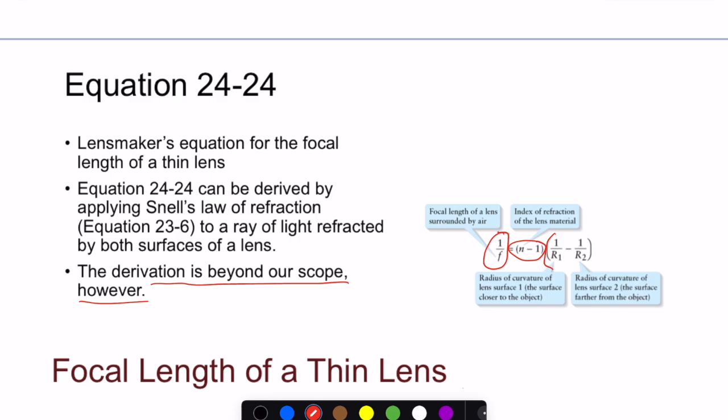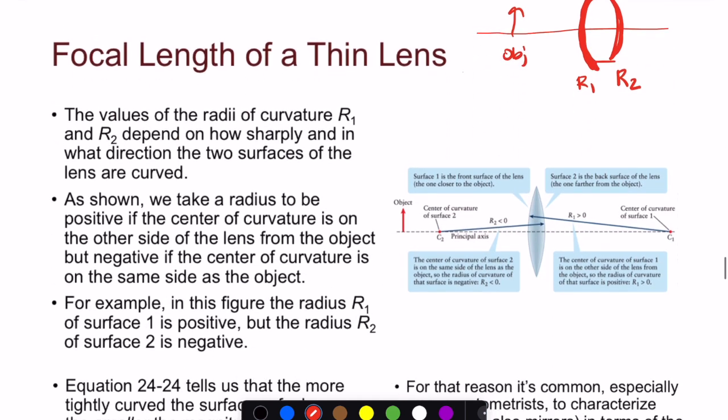And so the radius of curvature of lens 1 is the surface that's closest to the object. Okay, so if this is our lens and our object is here, this is going to be R1, the radius of curvature of this surface. And this is going to be R2. Okay?